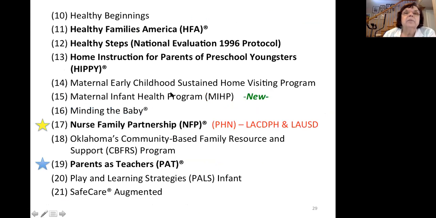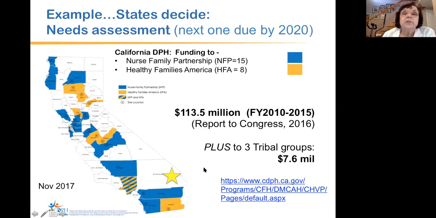And then Healthy Families America, I've got HIPPY, Home Instruction for Parents of Preschool Youngsters. Nurse Family Partnership, that's a public health nursing program that LA County and LAUSD both provide, and Parents as Teachers as well. So here is a map of California.